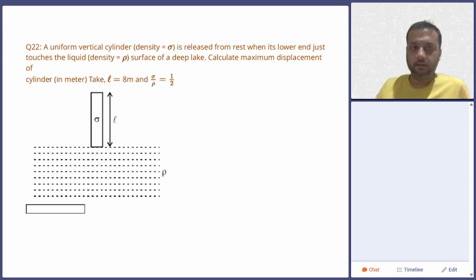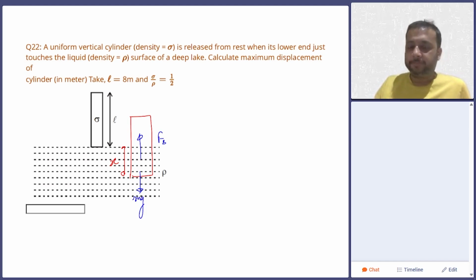Here, you are releasing a slab of density sigma in a liquid of density rho, and the length is L. The initial velocity is 0. We have to find the maximum displacement. At any general moment, when say x distance has gone inside, what are the forces acting? One will be the mg force, and one will be the buoyancy force.